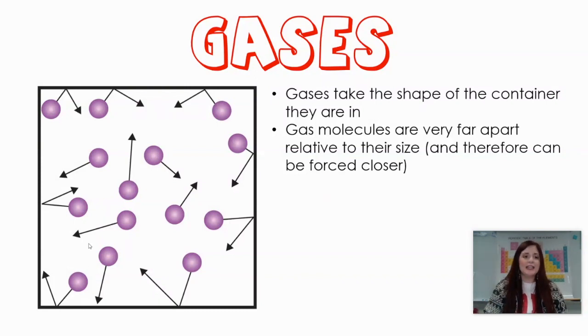So we could see that here's a gas particle and here's a gas particle, but there's a lot of space in between those particles. Same thing here. Here's a particle, here's a particle. There's a lot of space in between them. So the particles themselves are very small relative to the space that's between them.